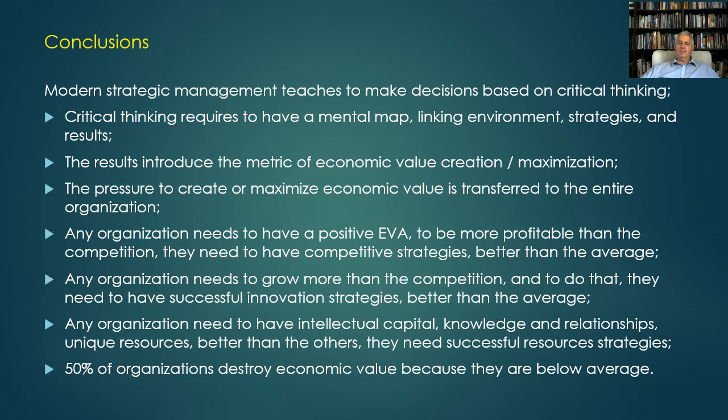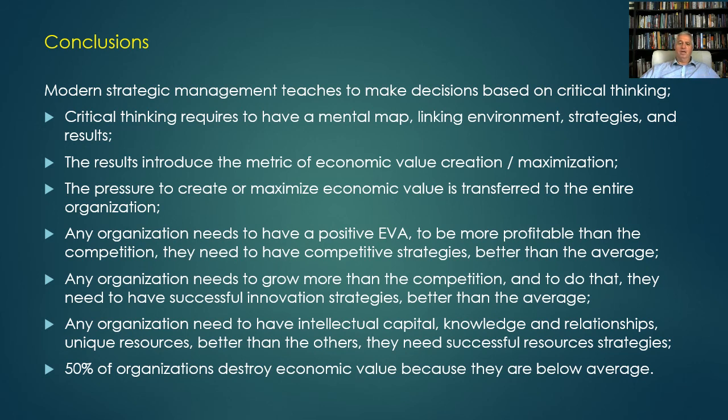Modern strategic management teaches to make decisions based on critical thinking. Critical thinking requires a mental map linking environment, strategies, and results that we saw several times. The results introduce the metrics of economic value creation for private firms and economic value maximization for public firms. So you have a matrix that is the core of critical thinking. The pressure to create or maximize economic value is transferred to the entire organization, as we saw in the previous slides. Once you define the economic value added, all the strategies follow exactly the same pattern.